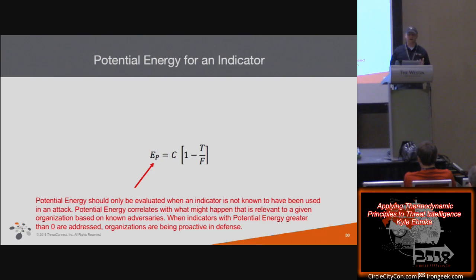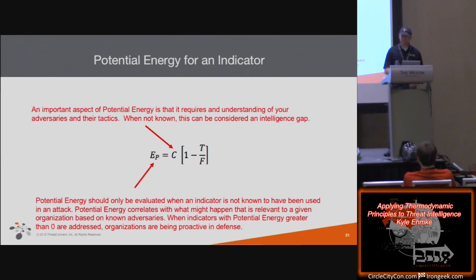Potential energy should only be evaluated when an indicator is not known to have been used in an attack. Potential energy really correlates with what might happen that is relevant to a given organization based on their known adversaries. When indicators with potential energy greater than zero are addressed, organizations are being proactive in their defensive efforts. And like I mentioned earlier, potential energy really necessitates an understanding of your adversaries and their tactics. I can't stress that enough. When those things aren't known, that can be considered an intelligence gap.